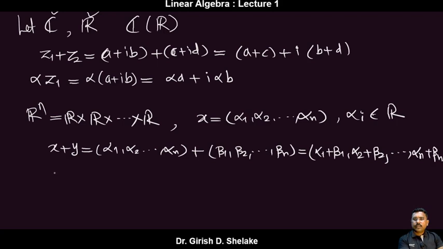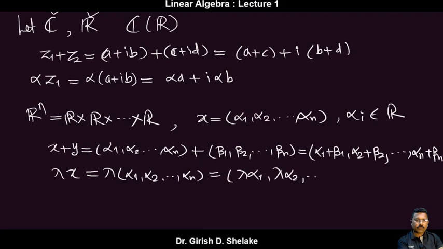And the scalar multiplication is, suppose lambda is a real number, then lambda into x is lambda into the vector alpha 1, alpha 2, and so on up to alpha n, and the scalar multiplication is defined as lambda into alpha 1, lambda into alpha 2, and so on up to lambda into alpha n. Again, with respect to the two operations, that is addition and scalar multiplication, one may easily prove that this Rn is also a vector space.